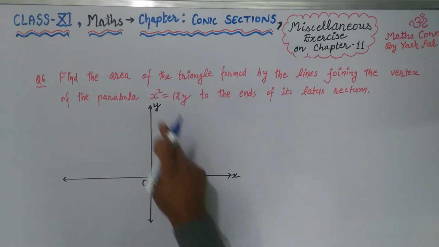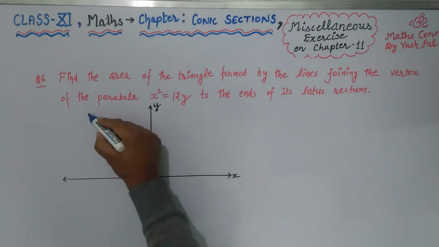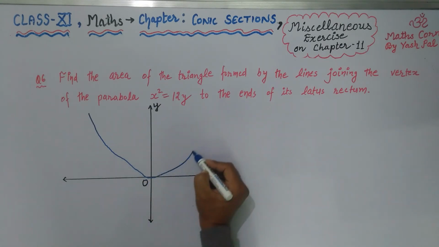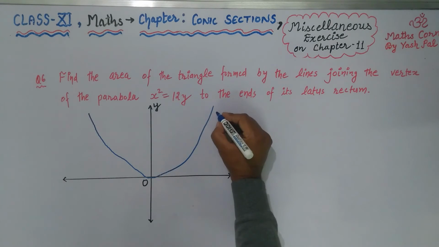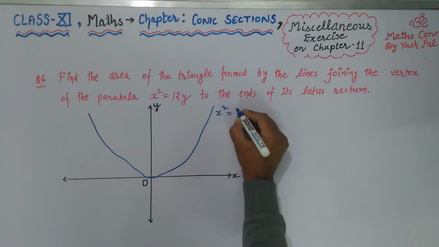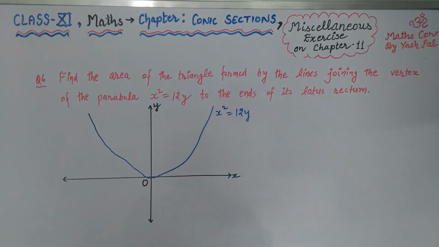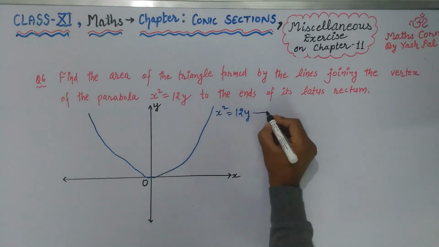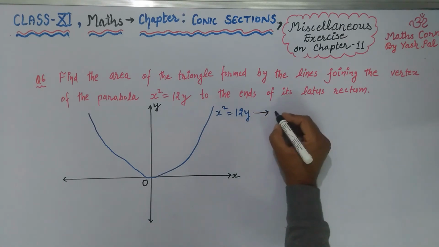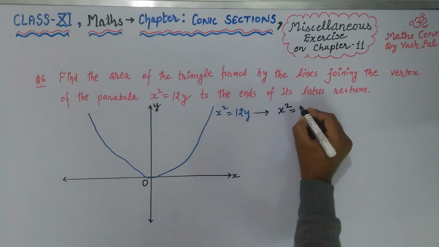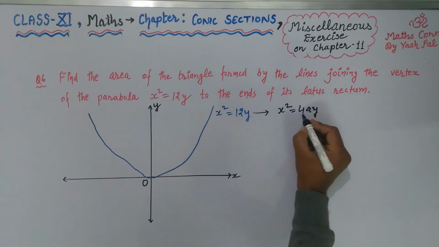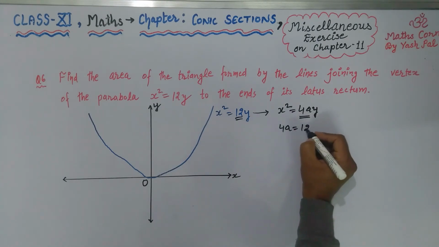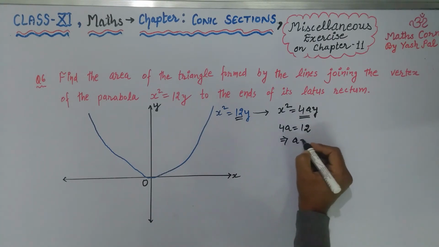In the coordinate system of x-axis and y-axis, we have an upward parabola of this shape. The equation of this is x square is equal to 12y. First of all, we compare this equation with the standard equation of the upward parabola, which is x square is equal to 4ay. So we have 4a is equal to 12, and from here the value of a is 3.